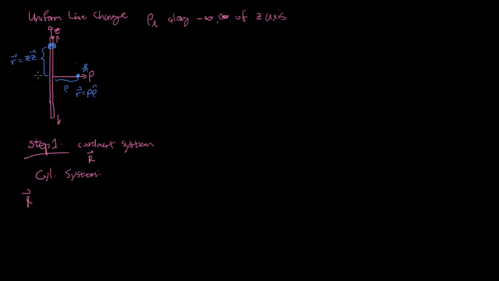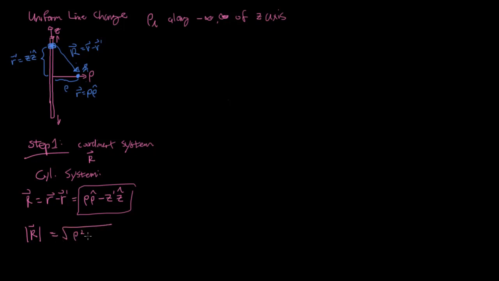So then my source observer vector, looking at a generic segment over here, the electric field will be in this direction. This is going to be my R, and it's going to be equal to r minus r prime. So R is just r minus r prime, which is going to be equal to rho rho hat minus z prime z hat. That is your capital R vector, and the length is going to be the square root of rho squared plus z prime squared.